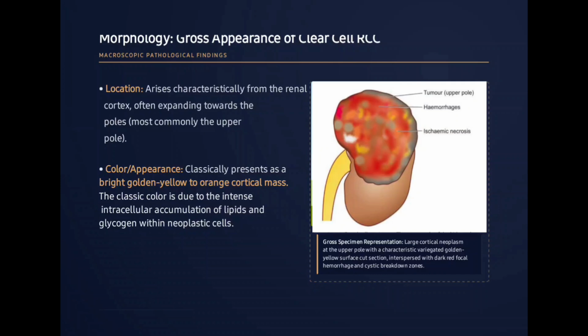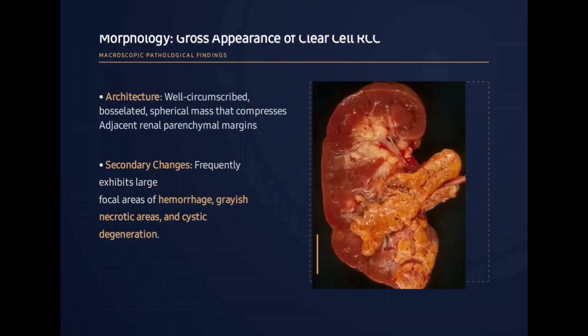As you can see in the picture, there is a large cortical neoplasm at the upper pole with a characteristic variegated golden yellow surface on the cut section. You can see dark red focal hemorrhage and cystic breakdown zones as well. Architecture: it's a well circumscribed, bosselated spherical mass that compresses adjacent renal parenchymal margins. Secondary changes: it frequently exhibits large focal areas of hemorrhage, grayish necrotic areas, and cystic degeneration.